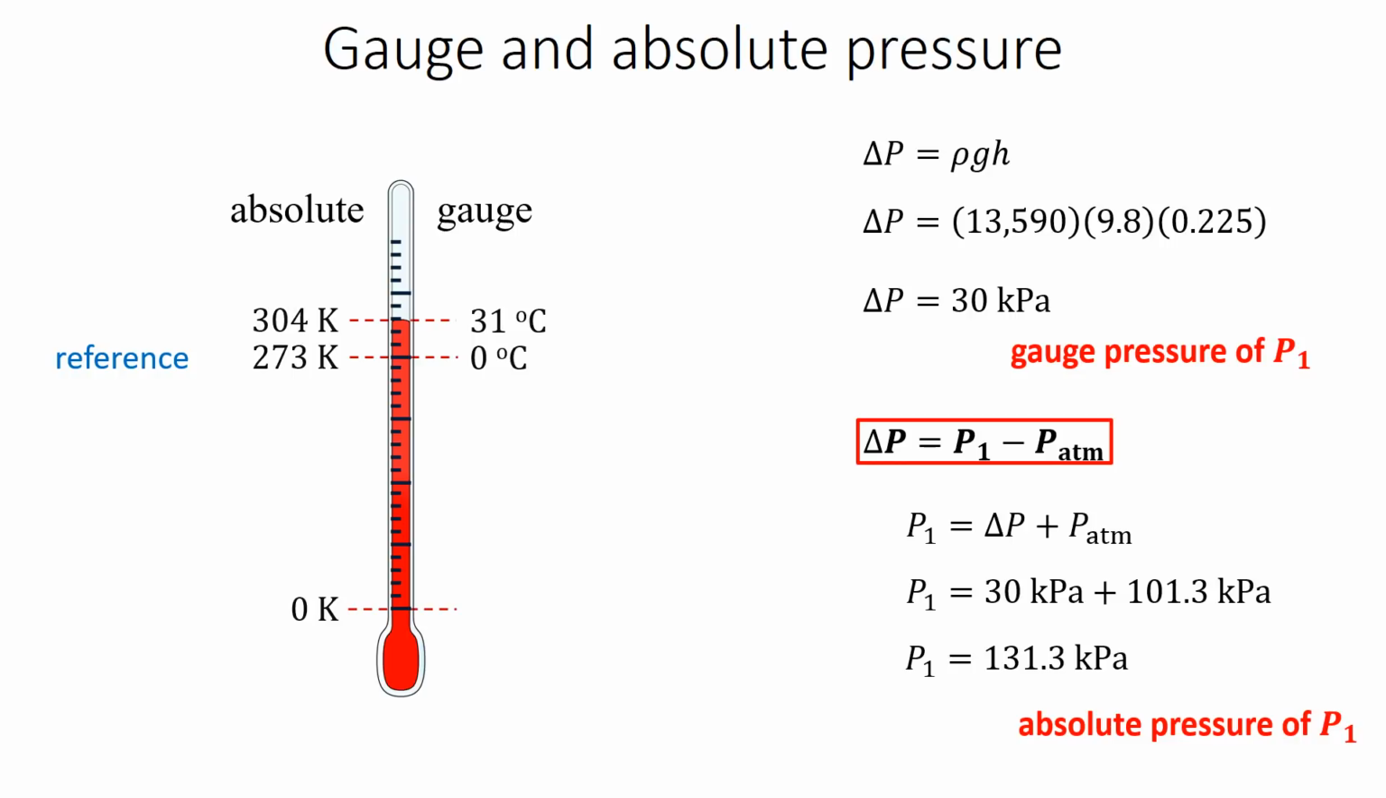Quoting a pressure as a gauge pressure is no different, and it happens that we have a very useful reference point, the pressure of the atmosphere surrounding us, 101.3 kilopascals.